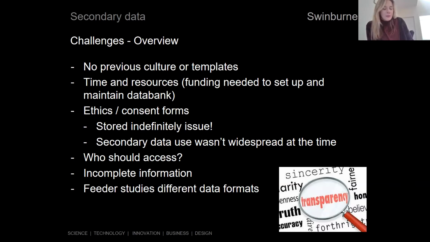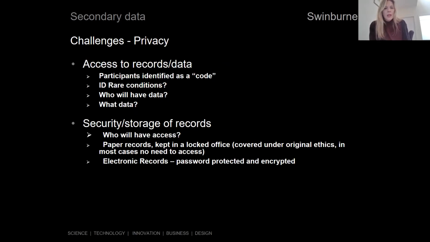But we have faced additional challenges over the years in setting up the data bank, with incomplete information across various different studies. And the various feeder studies were all in different data formats. We have rectified these problems over the years, and we're a lot more efficient at setting up feeder studies now, to make sure that when we've got them set up, they can directly feed into the data bank.